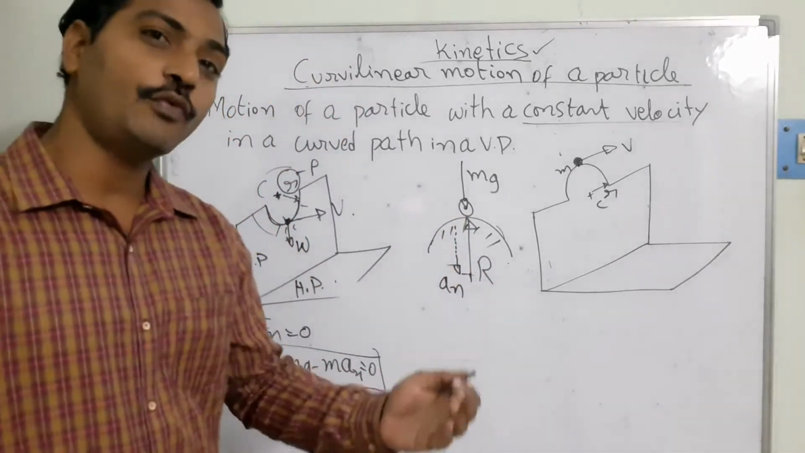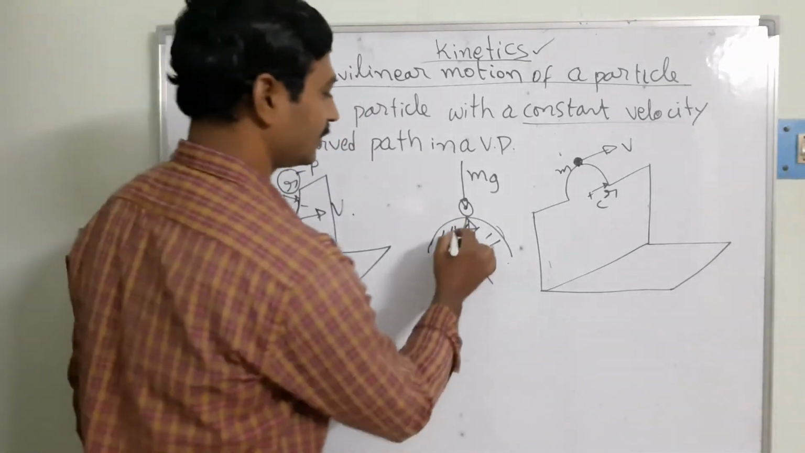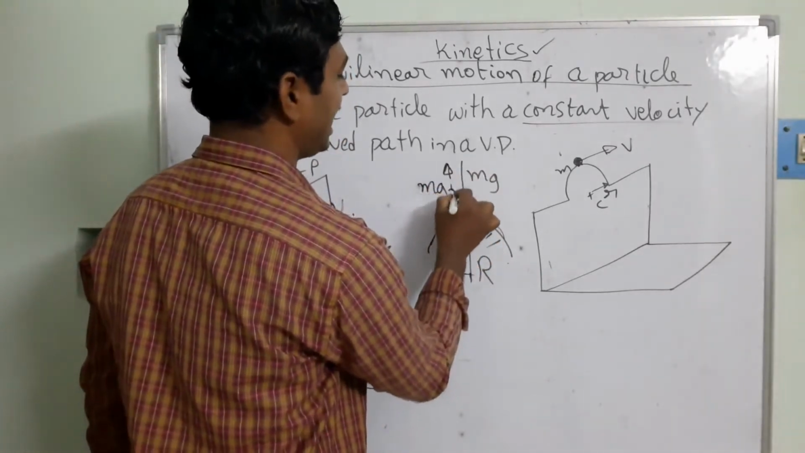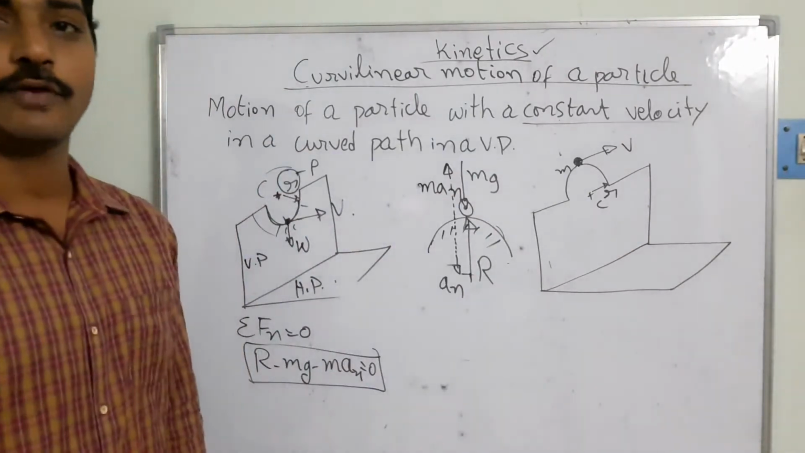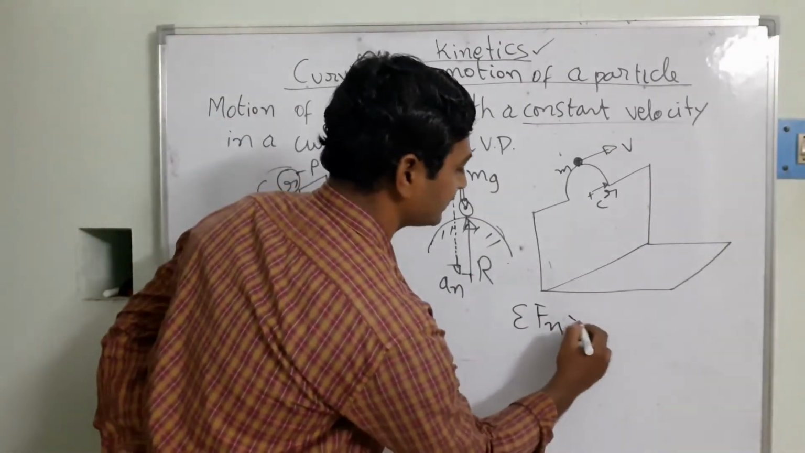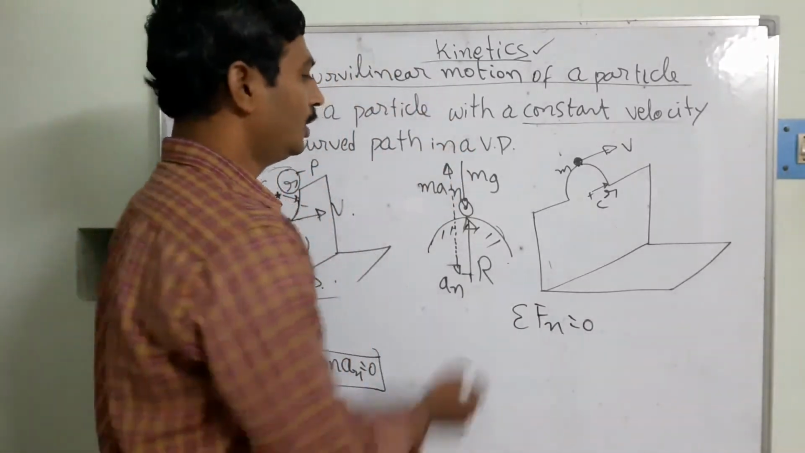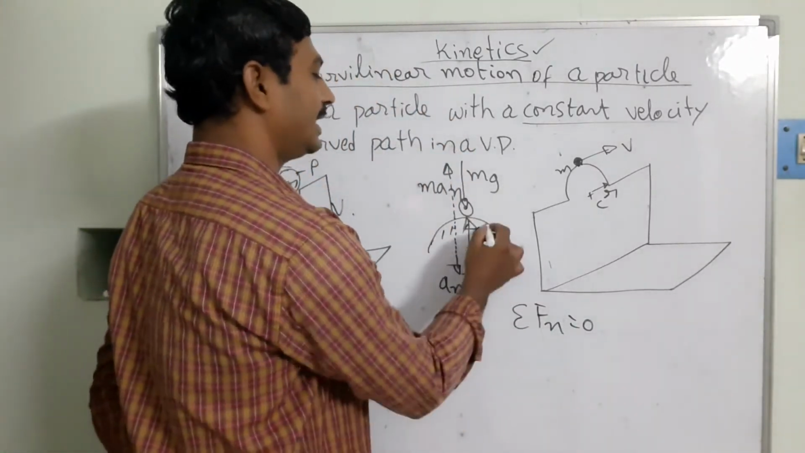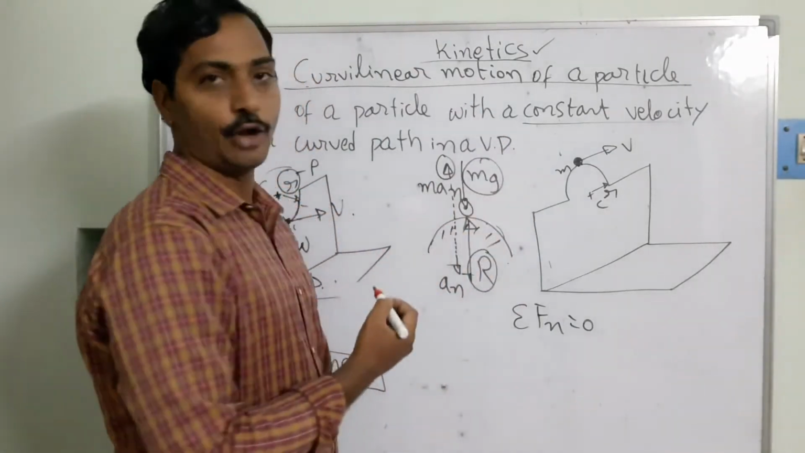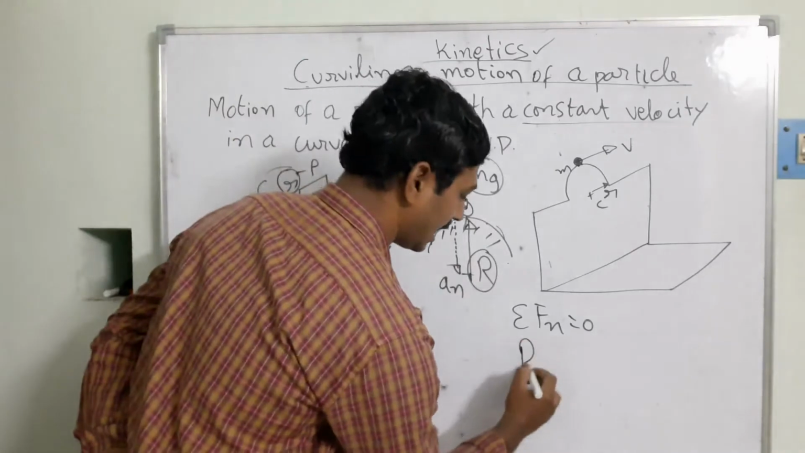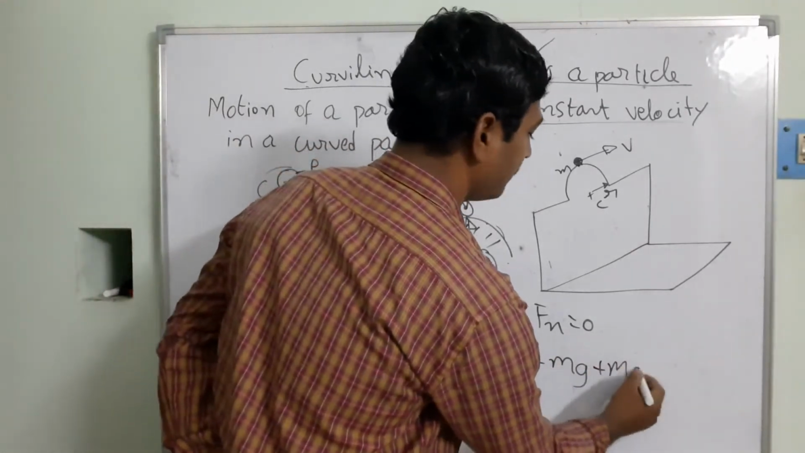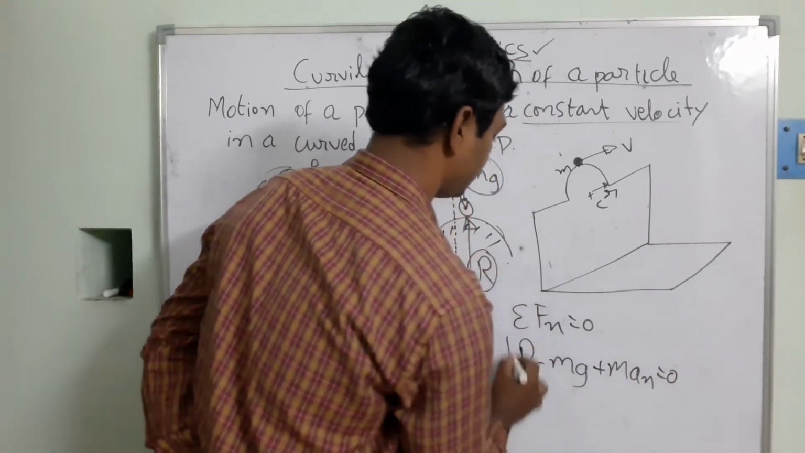But your inertia force is going to be acting in which direction? That's going to be opposite to this direction. This is going to be your MAN I am going to be calling. If I am writing the equation, that's going to be sigma Fn is equal to 0. So then what is the formula? R is acting in the vertical direction, your inertia force acting in the vertical direction, your mg acting in the downward direction. So that's R minus mg plus man is equal to 0.